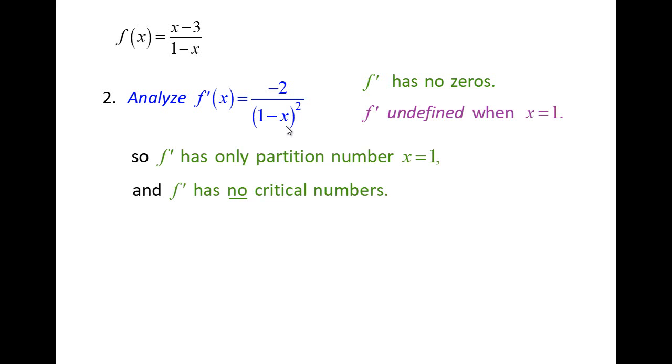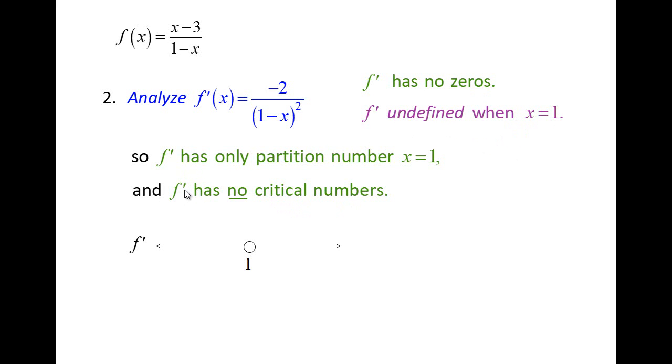So f prime has only one partition number, x equals 1. I should be saying f has no critical numbers in its domain. Remember, 1 is not in the domain of f. So f doesn't have any critical numbers in its domain.